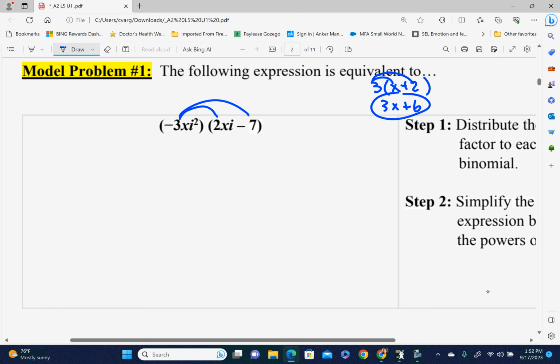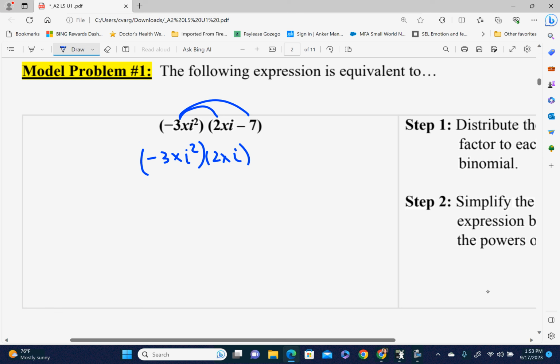It's very similar here, except now we're going to do stuff with the i's that we've been working on, all right? So negative 3xi squared times 2xi. That's our first thing that we're going to go ahead and do. So negative 3xi squared times 2xi. Okay. The reason why I wrote it out instead of just putting answers is because I want you to practice this just to make sure that you're good.